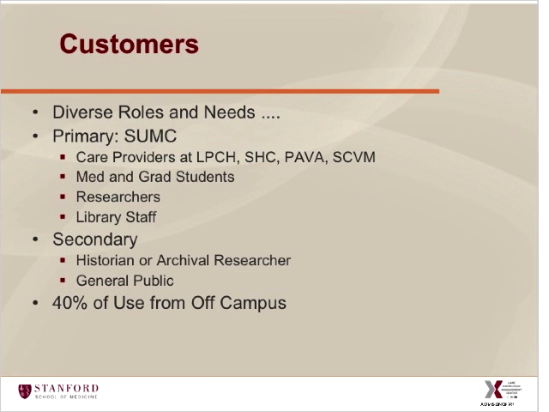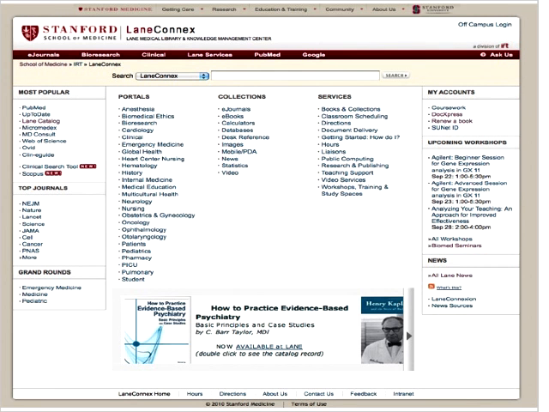There's a quick one, just to give you a sense of the customers, meaning the users of the website. They've got a diverse range of roles and a diverse range of needs. SUMC is Stanford University Medical Center. So we've got care providers, which include doctors, nurses, the whole range of staff at the hospital, medical students, graduate students, researchers who work in labs and are looking for enormously precise article and literature searches, and then the library staff who maintain this whole thing. So it's a huge range of different uses.